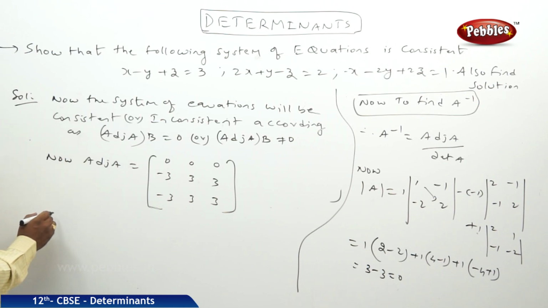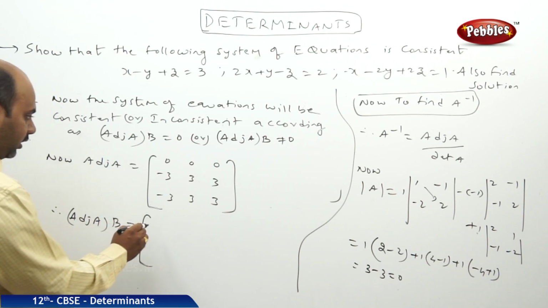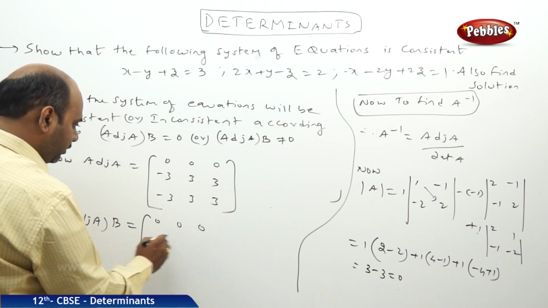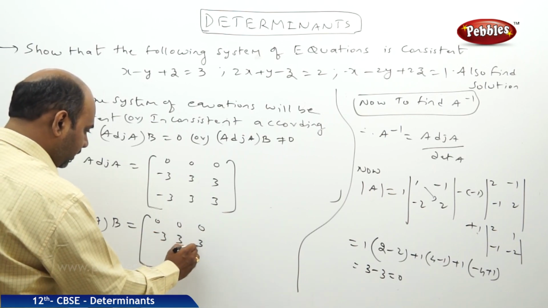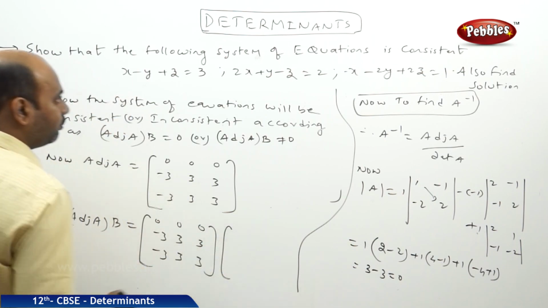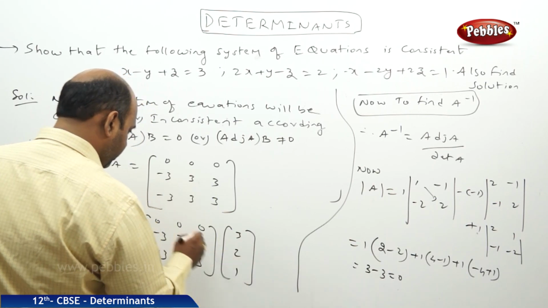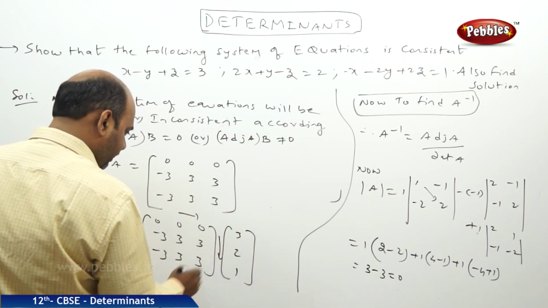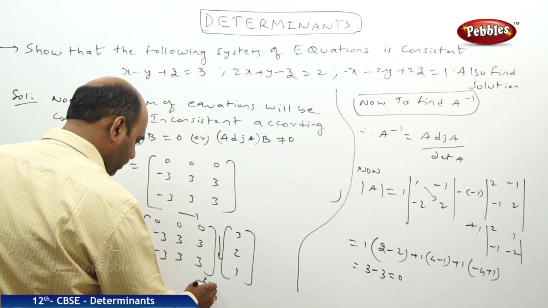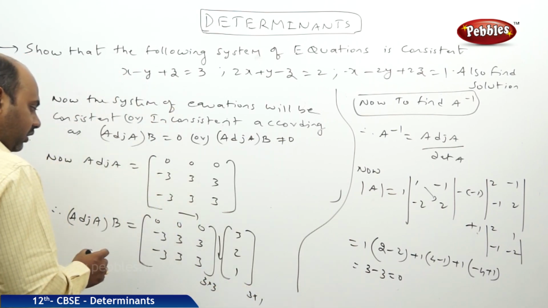Therefore I will be finding out adjoint A into B. What is our adjoint A here? 0 0 0, minus 3 3, and here minus 3 3, into its B. B means what here? 3 2 1. So we shall multiply this. Is matrix multiplication possible? Yes, it is possible, because the number of columns in the first matrix is equal to the number of rows in the second matrix.